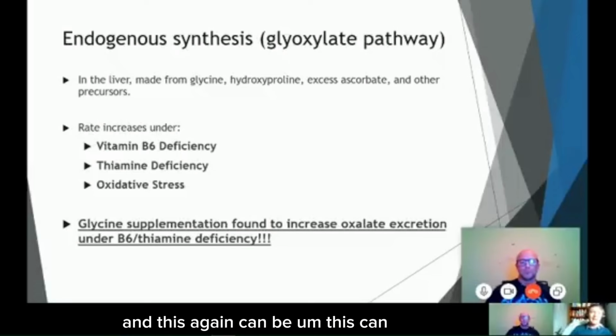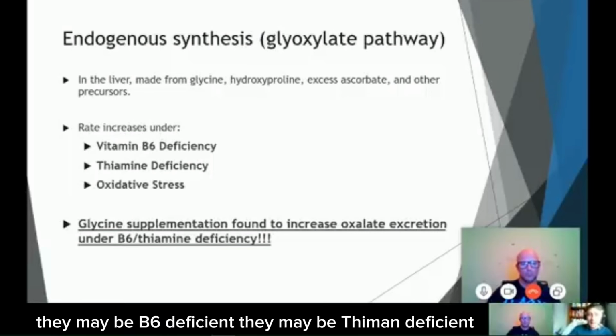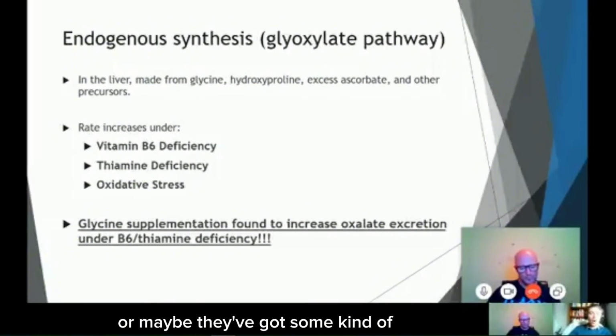And this again can be independent of a high oxalate diet. Someone may not have a high oxalate diet, they may be B6 deficient, they may be thiamine deficient, or maybe they've got some kind of underlying chronic toxicity, such as metals or pesticides, which are causing oxidative stress.